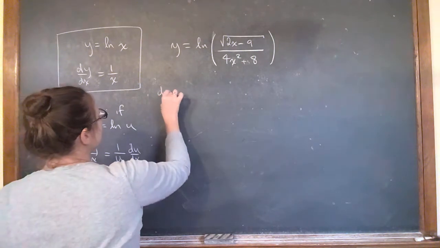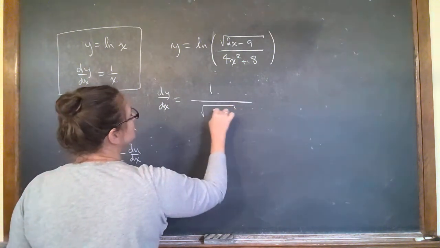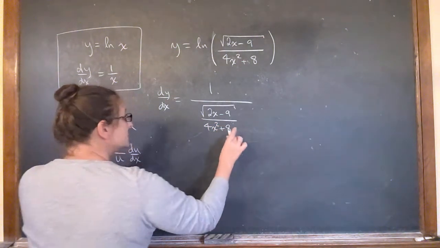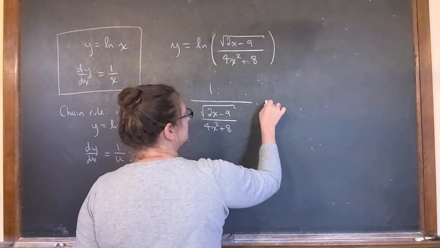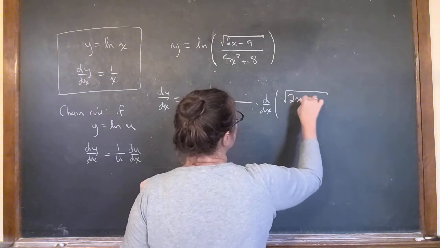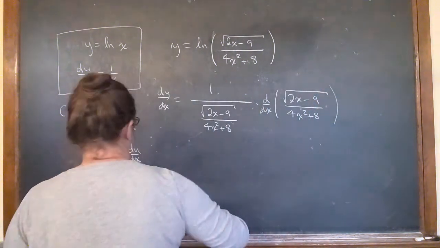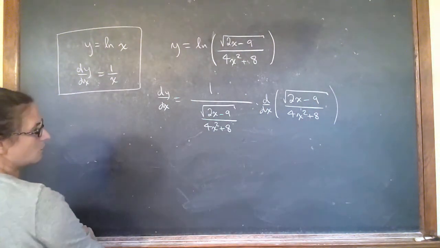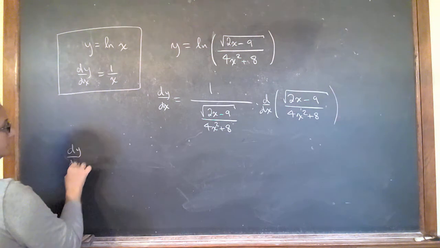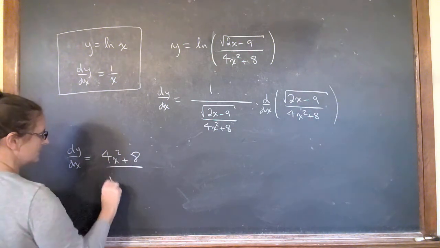So if I do dy dx, I'm going to do 1 over all of that times the derivative of all of that. I'll just write it. Okay. So, because I need space now, what I'm going to have is, so this is just going to be the reciprocal, right? So I get that is going to be the reciprocal.